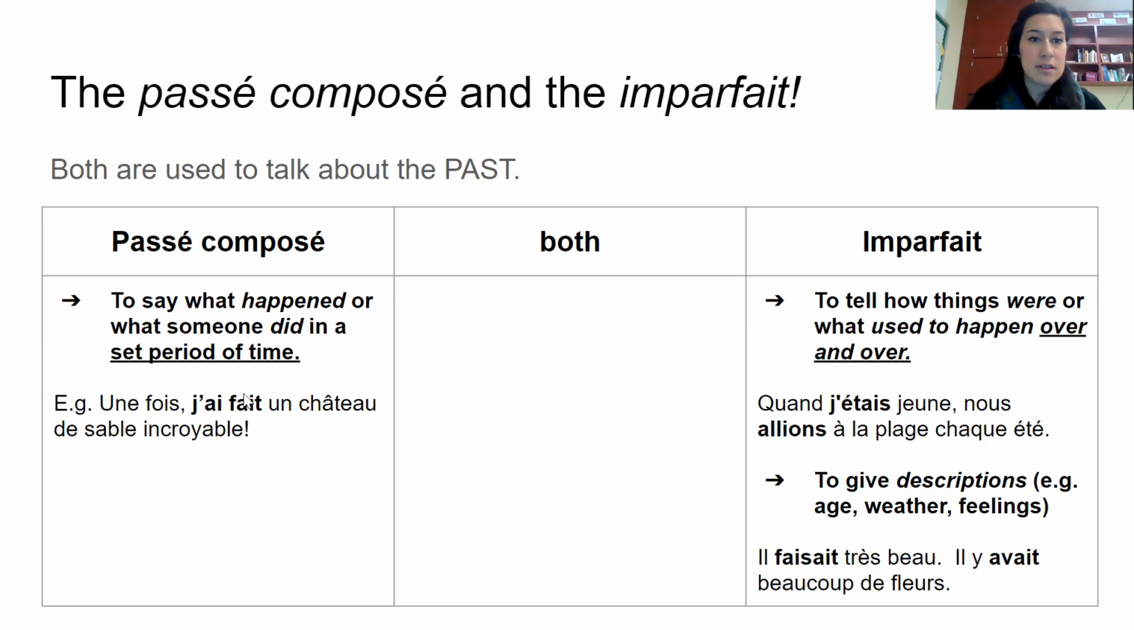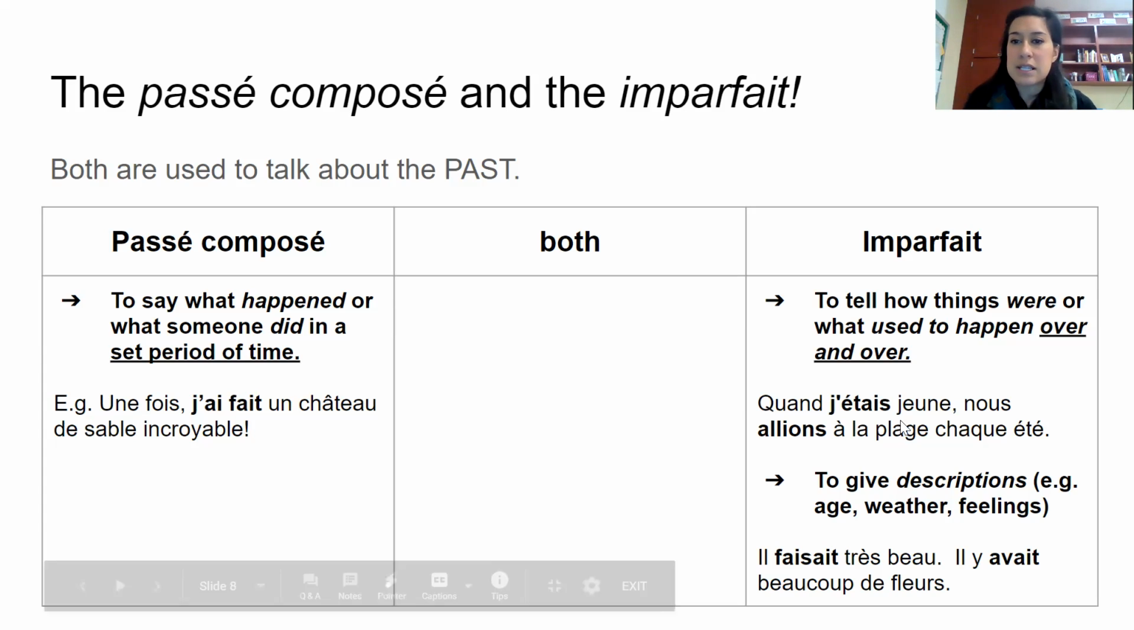So this over here in the passé composé would change if it wasn't one time that you built a castle, but every day we would build a castle. We would build a sandcastle. That would then change to become imparfait, because the meaning is different. You didn't just one time build a sandcastle, you did it every day on your vacation.